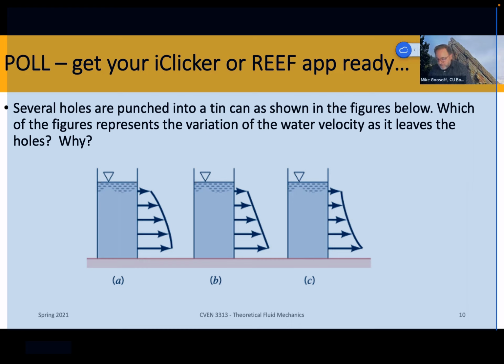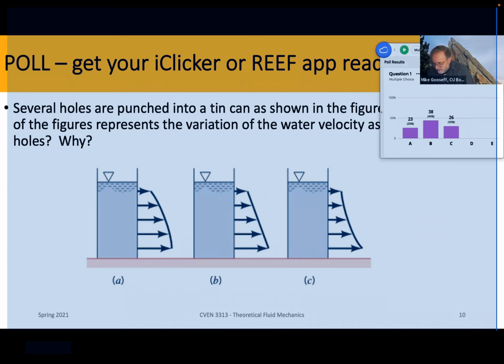All right, 85, is that pretty close to how many we have? How many do we have? We have 88, 87. Okay, that's pretty good. All right, so let's go ahead and stop and take a look at the data. It looks like we had 38 here, 26 here, and 23 votes for A.